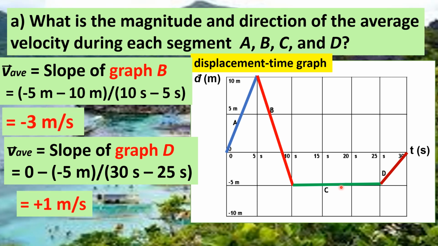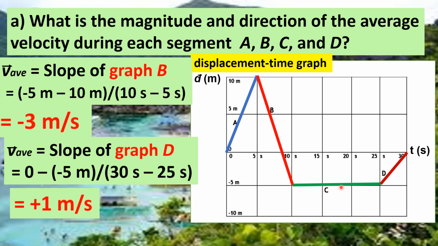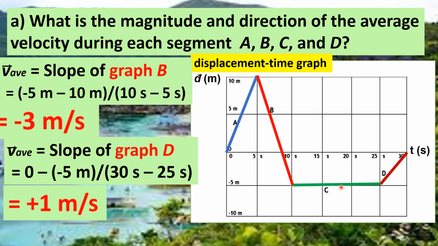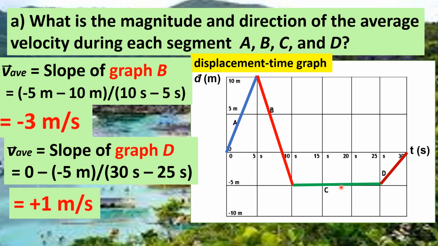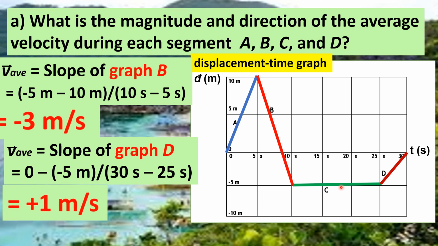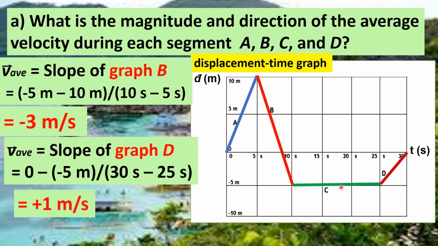Right? Again, what does this mean? We say that in the last 5 seconds of its motion, the particle is in fact moving towards its point of origin with a constant velocity of positive 1 meter per second.